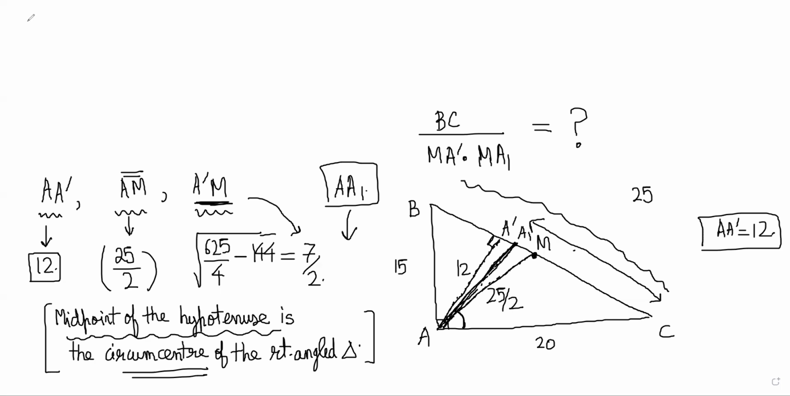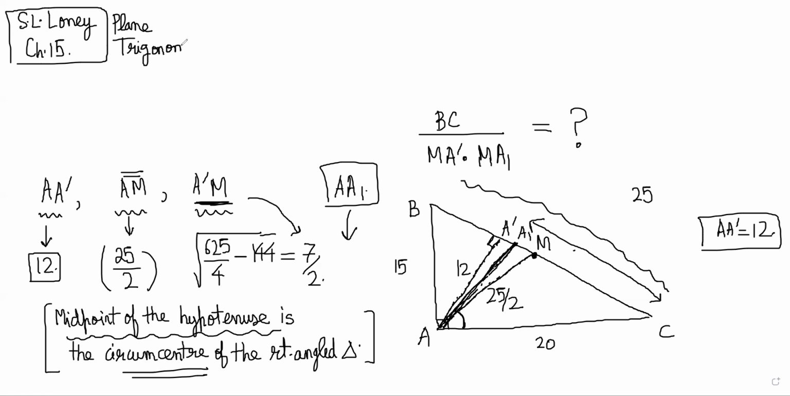By the way, all of the stuff that I'm telling you is in chapter 15 of SL Loney. SL Loney, plane trigonometry, chapter 15. If you want to get really good in geometry and triangles, you need to do chapter 12 and chapter 15. This is the best book to learn triangles from. So before you do anything else, you need to do SL Loney chapter 15 to get better at geometry. Anyway, I will tell you how this formula comes.